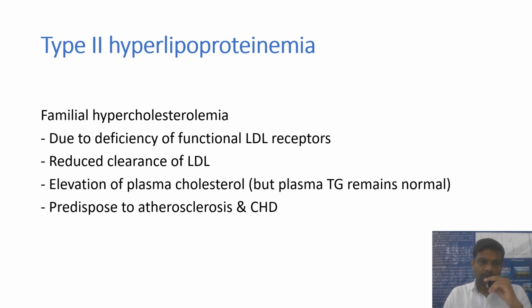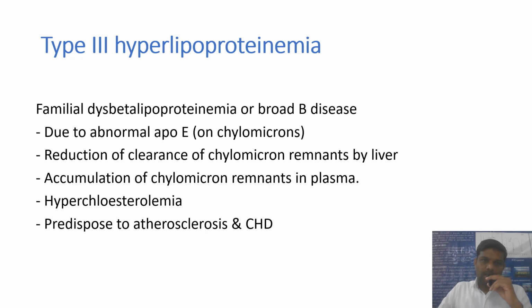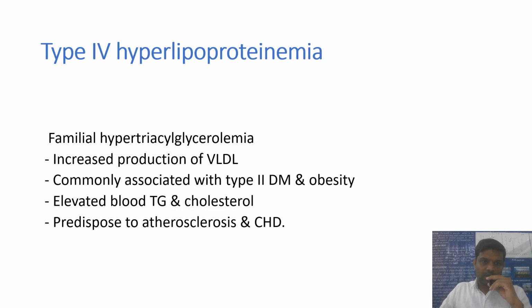LDL. Here, elevation of plasma cholesterol, but plasma triglycerol remains normal. Predisposes to atherosclerosis and coronary heart disease. The type 3 hyperlipoproteinemia, which includes broad beta disease, due to abnormal ApoE on chylomicrons, reduction of clearance of chylomicron by liver, accumulation of chylomicron in plasma, hypercholesterolemia, predisposes to atherosclerosis and coronary heart disease.